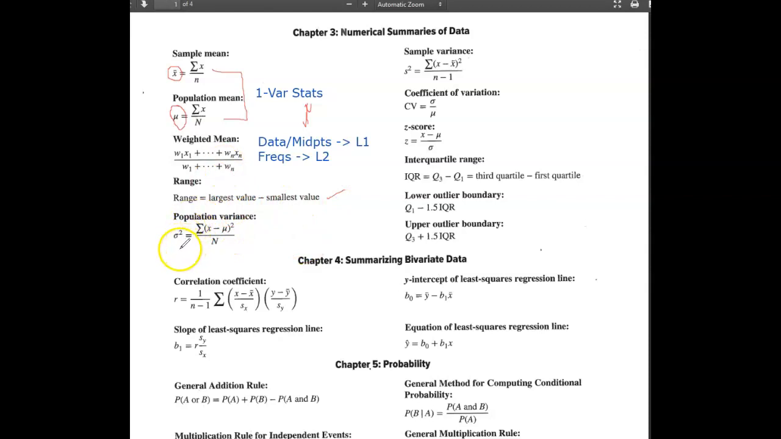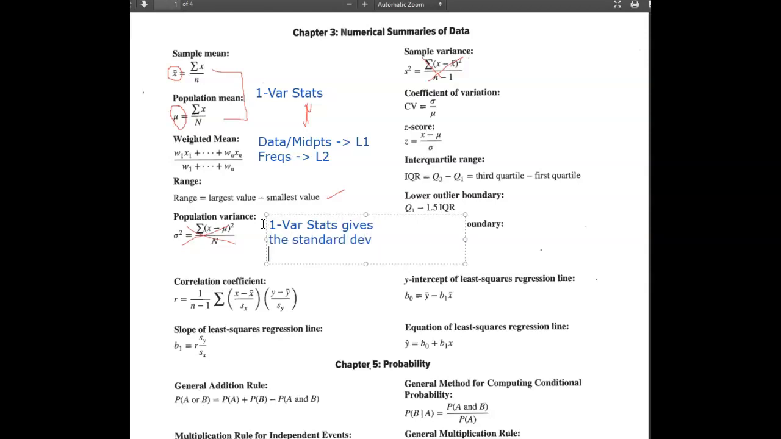And then population variance, I hope none of you are trying to do that formula, the variance. Again, we have one variable stats, and that gives the standard deviation. And then you might know that the variance is equal to the standard deviation squared. And so we can do that ourselves once we have the standard deviation. All right, and so hopefully not much of that is going to be needed as formulas.